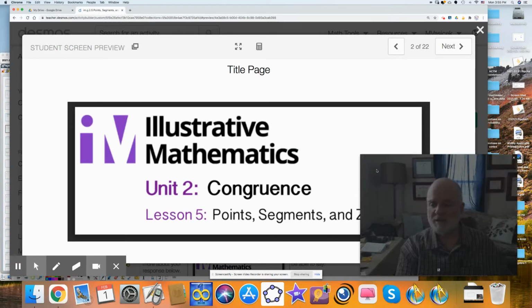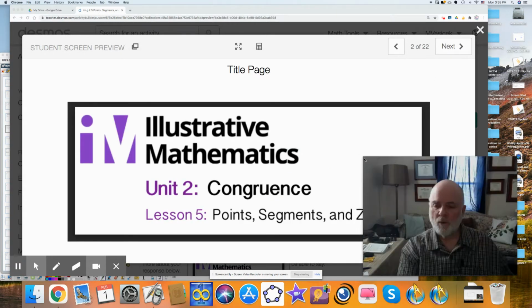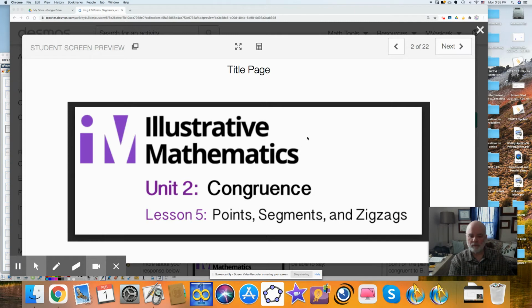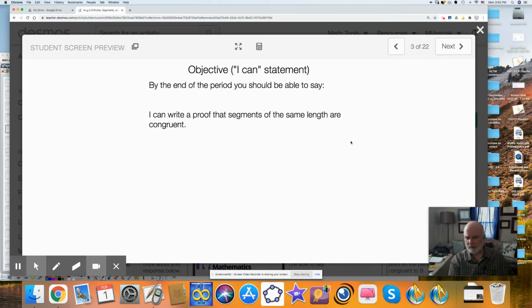So today's lesson is from Illustrative Mathematics. We're on lesson 5. By the end of the period, the goal, and if you get this goal, you're golden: if you understand this, I can prove that segments of the same length are congruent. That's what we're trying to do.